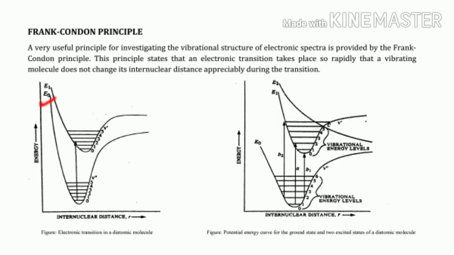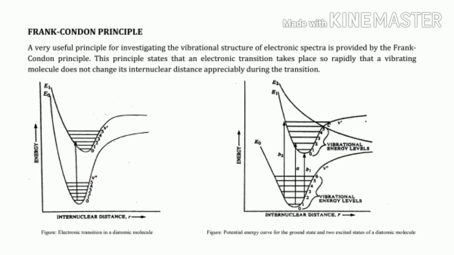Here E0 is the ground electronic state energy and E1 is the first excited electronic state. The minimum in the potential energy curve for the excited state occurs at a slightly greater internuclear distance, since the bonding in the excited state is weaker than in the ground state. So when a photon falls on the molecule, the most probable electronic transition according to the Franck-Condon principle takes place from v'' = 0 to v' = 2. That means the transition 0 to 2.